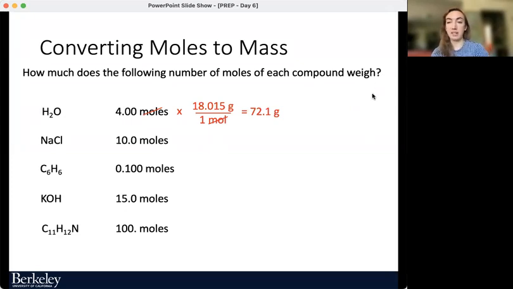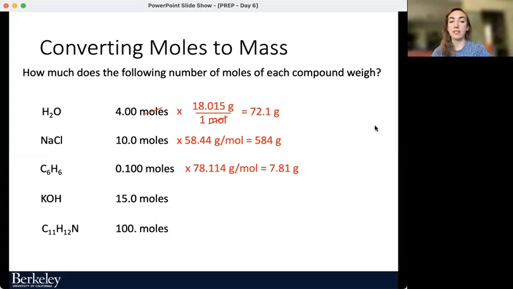So we're going to do exactly the same for all the other ones. For NaCl, we have 58.44 grams per mole. The moles cancel out. We end up with 584 grams. For C6H6, our molar mass was 78.114. So we're going to end up with 7.81 grams. For KOH, our molar mass was 56.105, so we'll end up with 842 grams.